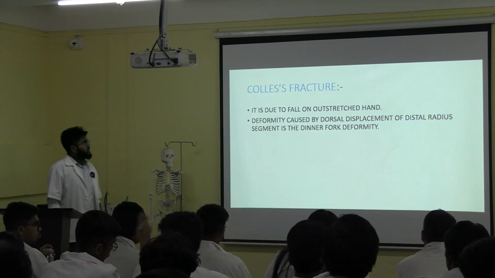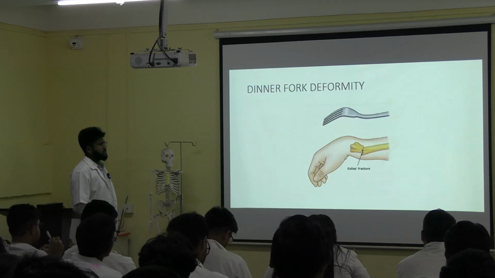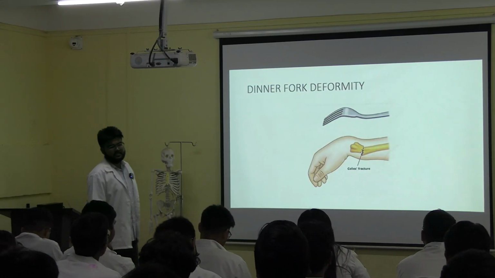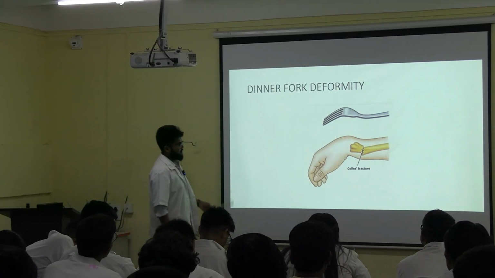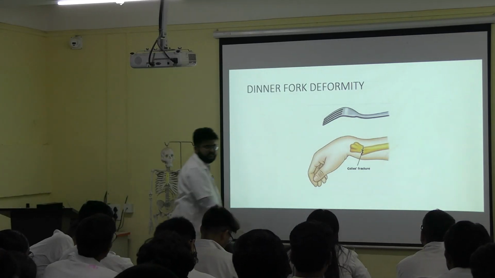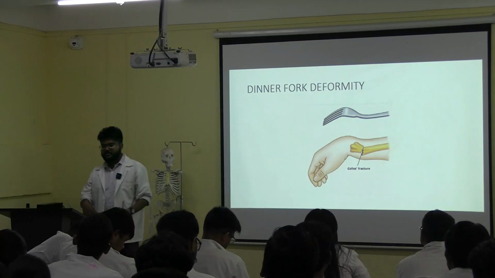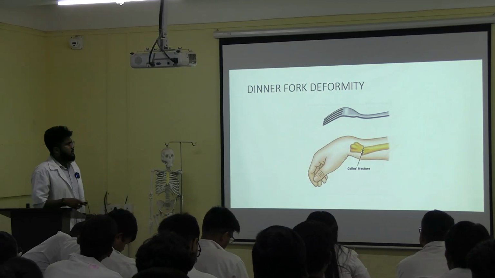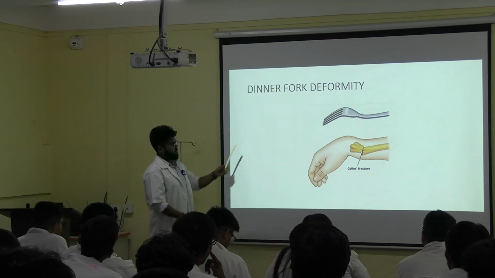Next, another thing: this is called Colles fracture. This is also called fork deformity. This happens by fracture of the distal radius. This is the distal part, the lower part, mainly the distal radius. Here this bone is broken.